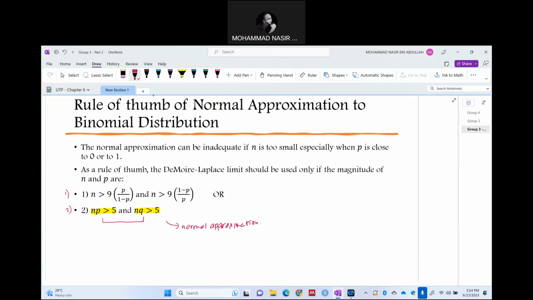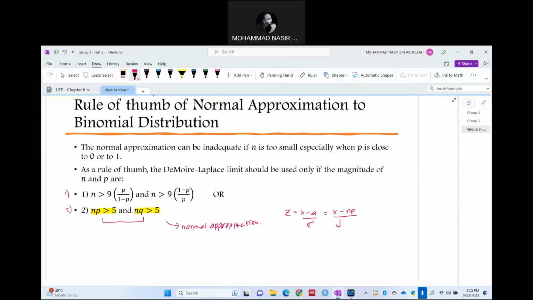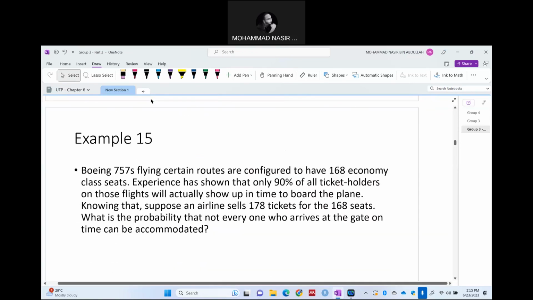Right. To apply normal approximation, we're going to use correction for continuity, by adding 0.5 or minus 0.5. Then we convert it to the standard normal distribution, which is x minus mu divided by sigma, or this one should be equal to x minus np divided by the square root of npq. Right? Okay, clear, right? So now let's look at example number 15.